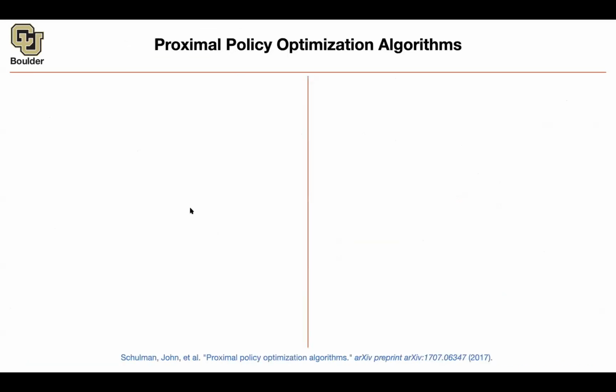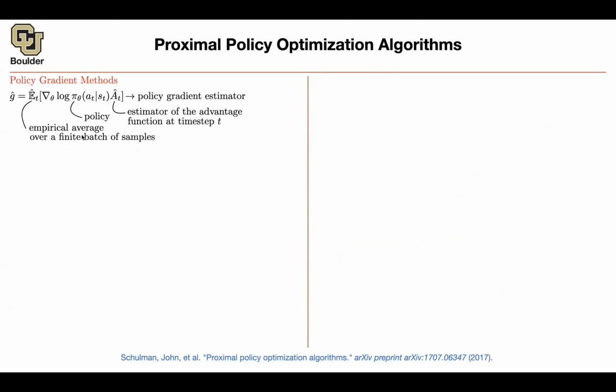Now we can move on to continuous domain. We are still doing policy optimization. For policy gradient methods, this is just a quick recap. You have an advantage estimator, then you're gonna do policy gradient. This is an approximation to the gradient of your expected future rewards. This is what this gradient is, this term, G hat.